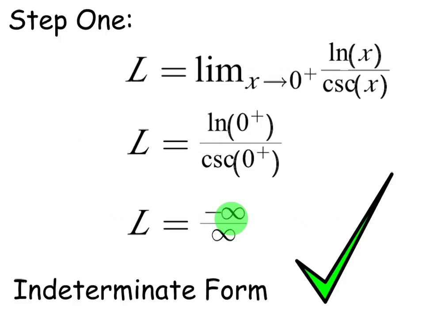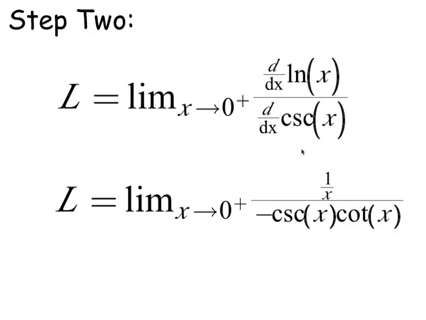So what do we do? We take the derivative of the top and bottom and hope for the best. Let's remember some of our derivative rules. The derivative of ln of x is pretty convenient. It's just 1 over x on the top. On the bottom, the derivative of cosecant is negative cosecant cotangent. So just go back and make sure you remember some of your trig derivatives as well as some of your transcendental derivatives. So there are the derivatives.